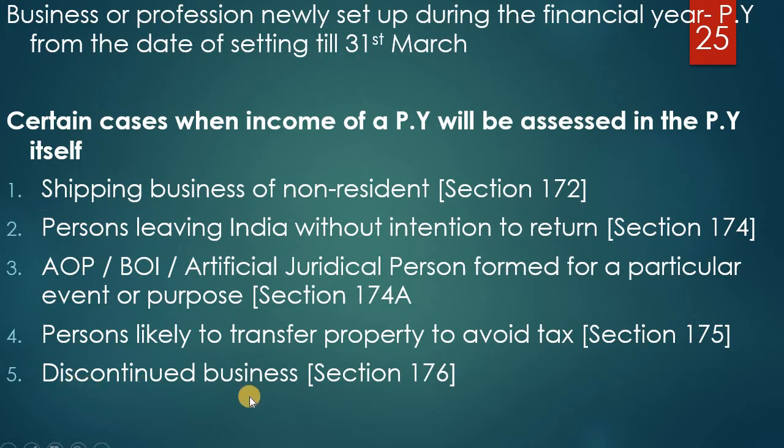Then discontinued business. Discontinued means there is no business, so it's obvious that you have to pay tax in the same year, not in the next financial year. So these are the five exceptions where the previous year itself will be treated as the assessment year, and they have to pay the income tax in the previous year itself.